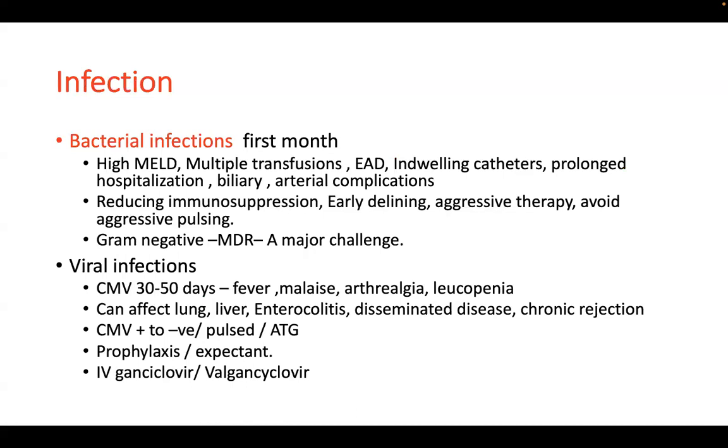The strategy would be reducing immunosuppression and early delining. By day 3, we try to get all the lines out, and aggressive therapy using broad spectrum antibiotics. So, most of the time we have multi-drug resistant organisms in our setup. So they may be carbapenem resistant. Then we rely on antibiotics like tigecycline, colistin, or Zavicefta and aztreonam, and also avoid aggressive empirical pulsing like we were discussing previously.